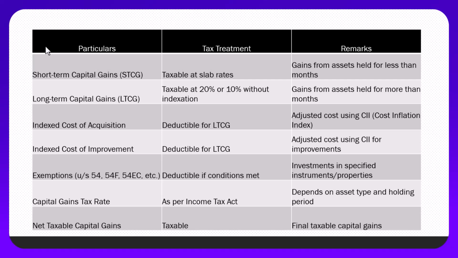So either you have a long-term capital gain or a short-term. This is very important. Okay. So if it's a long-term capital gain, then you have to pay tax either 20% or 10%. Pay 20%, forget the indexation benefit.